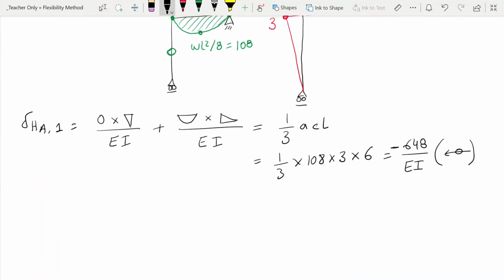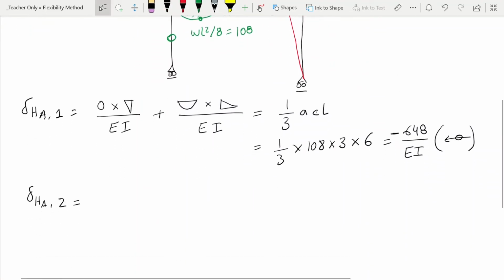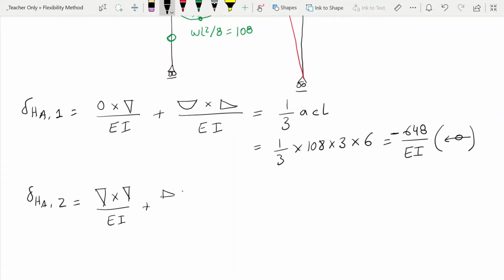The next thing we need to do is the horizontal displacement at A for structure 2. And in this case, we know that it's nothing more than multiplying the diagram from structure 2 by itself. So in this case, what we're going to do is a triangle times a triangle. This is for the column, plus a triangle times a triangle, and this is for the beam.